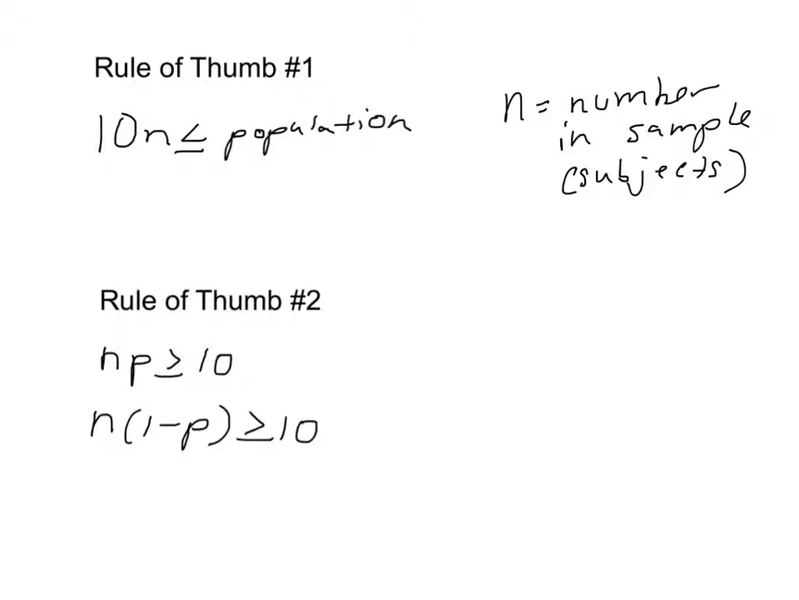And then rule of thumb 2 says that the number of people times p, the proportion of the population that use it, must be greater than or equal to 10. The same must be said for n times 1 minus p, which must also be greater than or equal to 10. It's just two rules. Remember which one is rule number 1 and which is rule number 2, and keep them in mind when you're performing all these things.